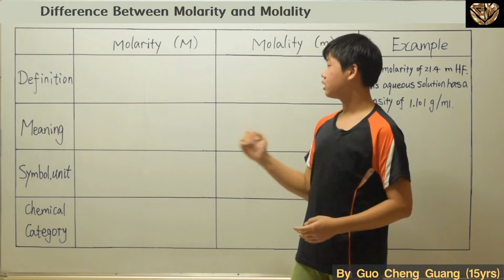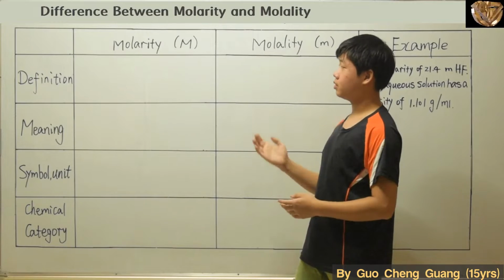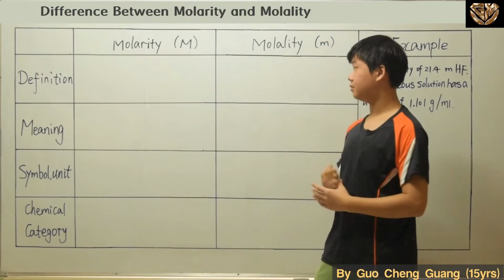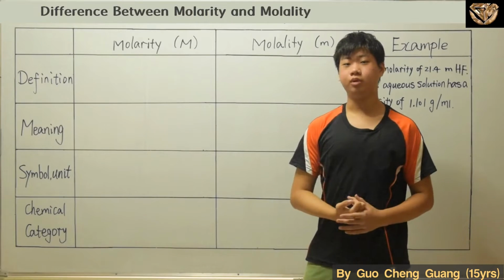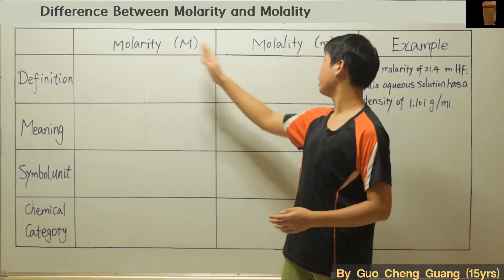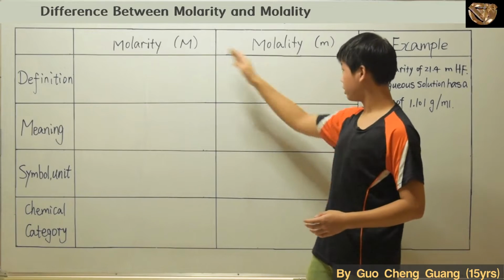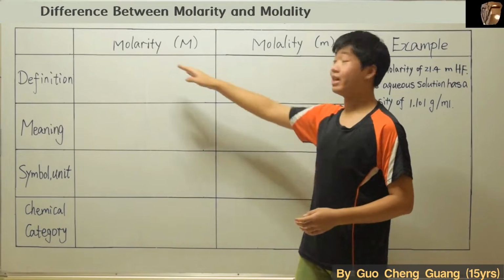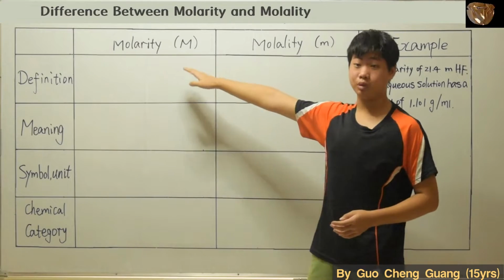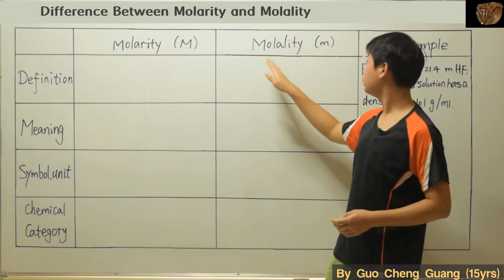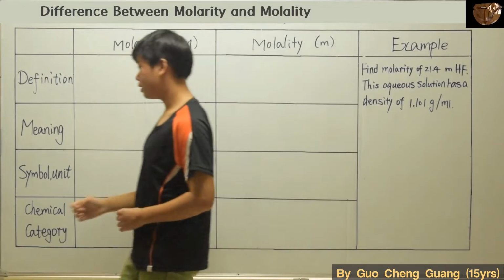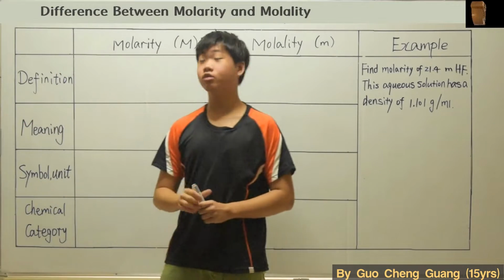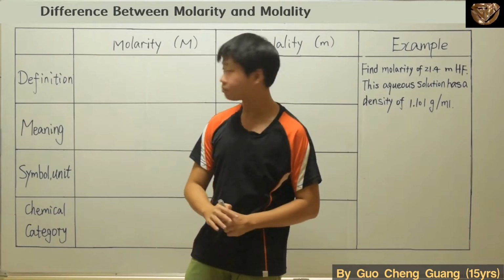So let's take a look at what is so different between molarity and molality. From up here, you can already tell that they have one character of difference, which is an R and an L, and of course, their symbols. So here, molarity, you use capital M to represent it, while for molality, you have a small m to represent it. So let's take a look at the definition for each of these first.